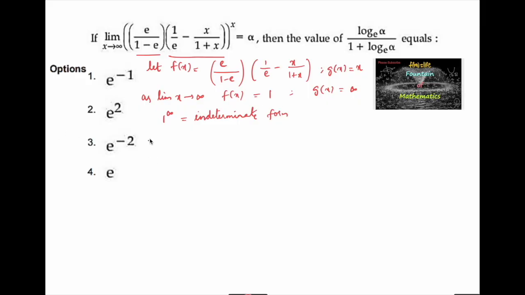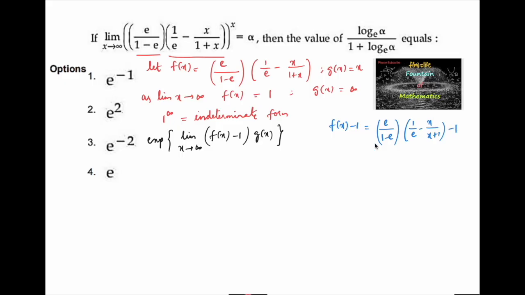So for this, let us use the formula exponential of limit extends to infinity f of x minus 1 into g of x. So let's find f of x minus 1 separately. F of x minus 1 is equal to e upon 1 minus e into 1 upon e minus x upon x plus 1, minus 1. So we can write e upon 1 minus e into 1 upon e minus x upon x plus 1 into e upon 1 minus e minus 1.